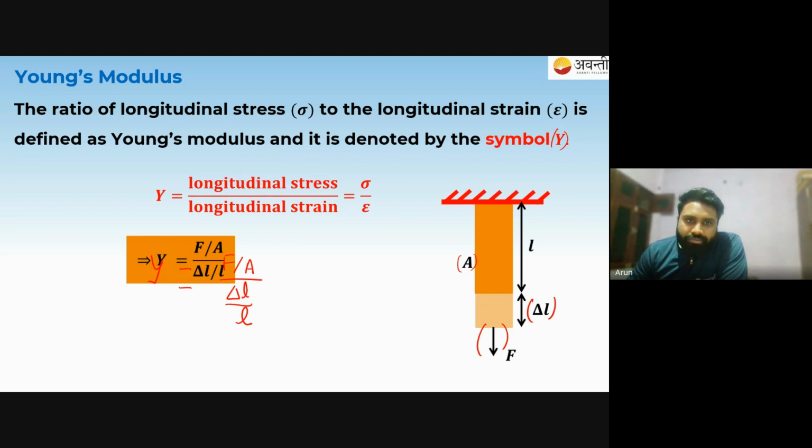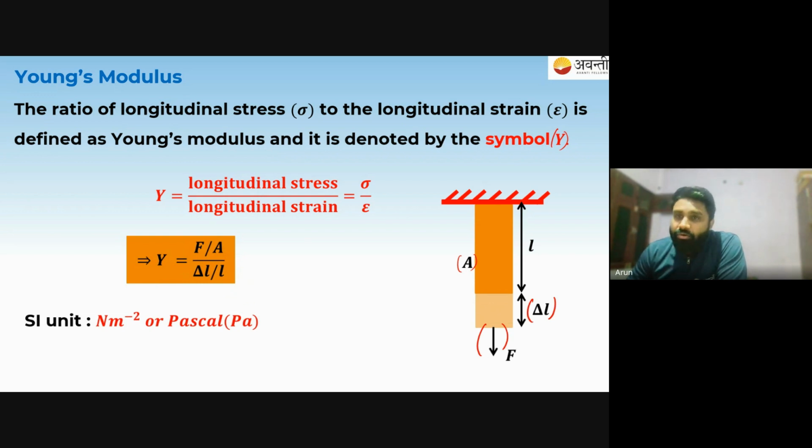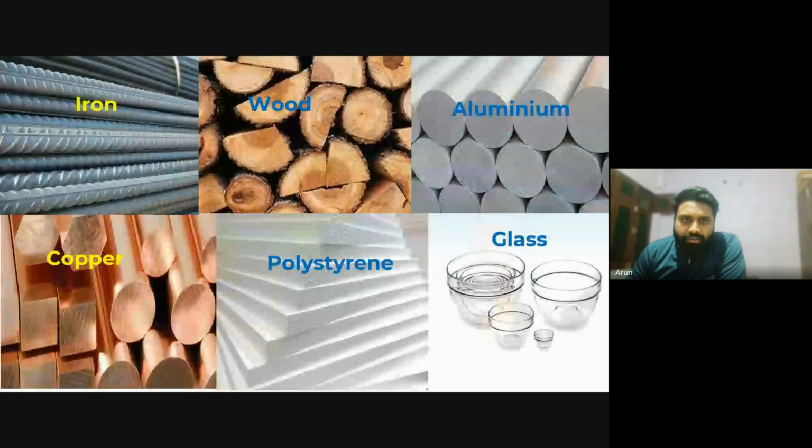This Y is equal to F by A divided by delta L by L. What is the SI unit of it? Since you know that this delta L by L, which is strain, has no dimension, it is a dimensionless quantity. So only the stress will decide the unit of Young's modulus, and stress has a dimension of Newton per meter square, or you say Pascal.